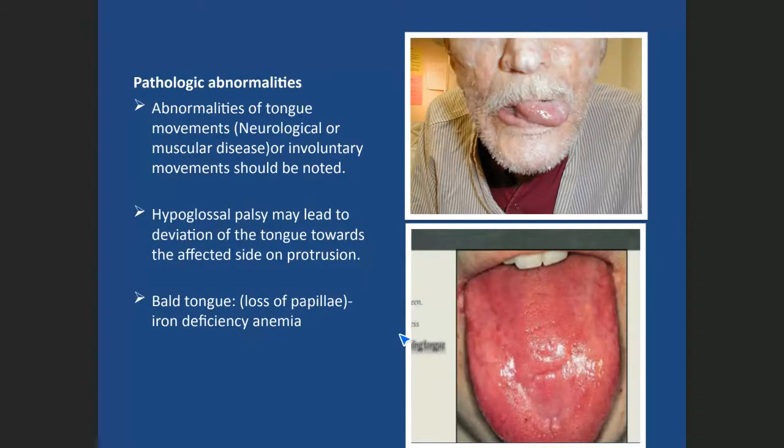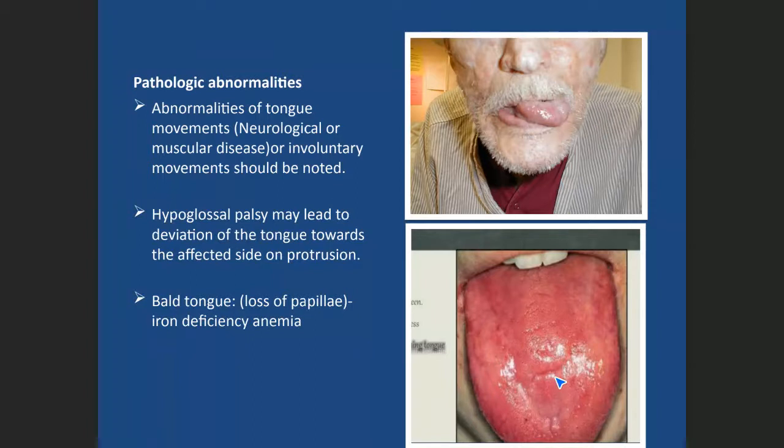Okay, now few pathological abnormalities. Abnormalities of the tongue movement. Usually when you ask the patient to protrude the tongue, if there is any kind of problem in the nerve, especially the hypoglossal nerve, injury or palsy is there, the tongue will deviate towards the affected side. As you see in this picture, the tongue moves towards the affected side.